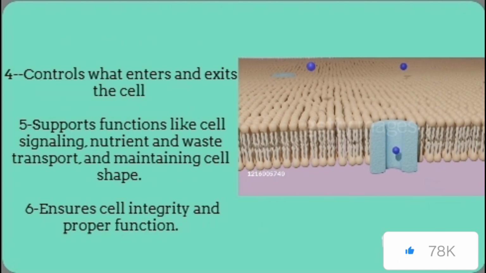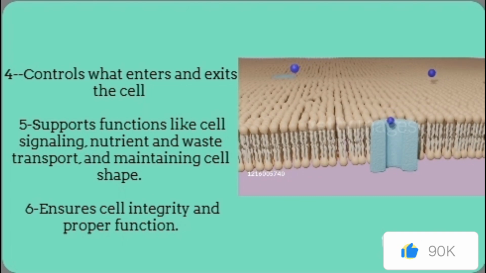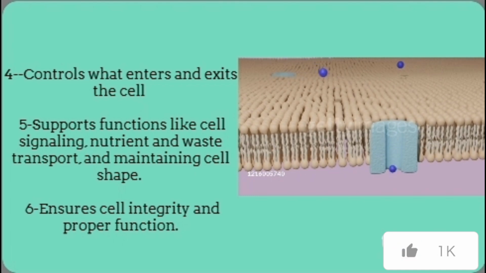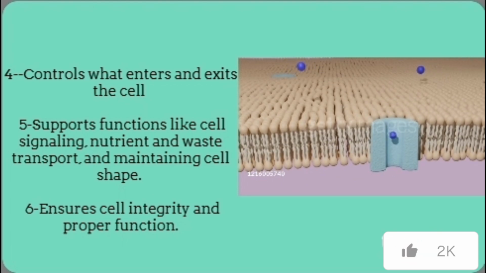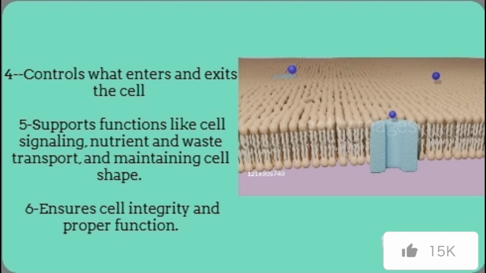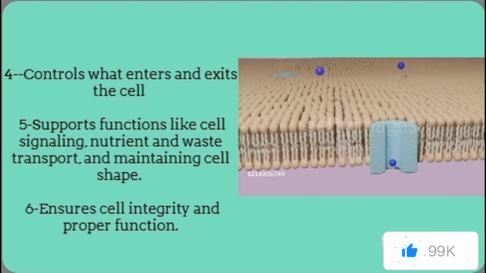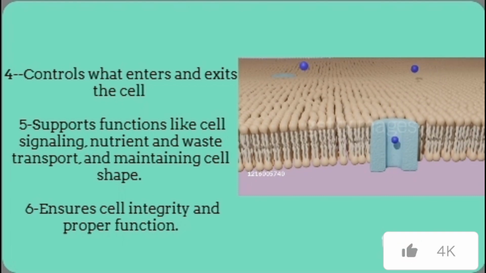These proteins help transport molecules across the membrane, allowing nutrients to enter the cell and waste products to be expelled. They also play a role in cell signaling, which enables the cell to communicate with its environment and other cells. This communication is vital for processes such as growth, immune responses, and tissue repair. Additionally, the cell membrane maintains the cell's shape by providing structural support and interacting with the cytoskeleton, a network of fibers inside the cell. This structural support helps the cell maintain its integrity and function properly.